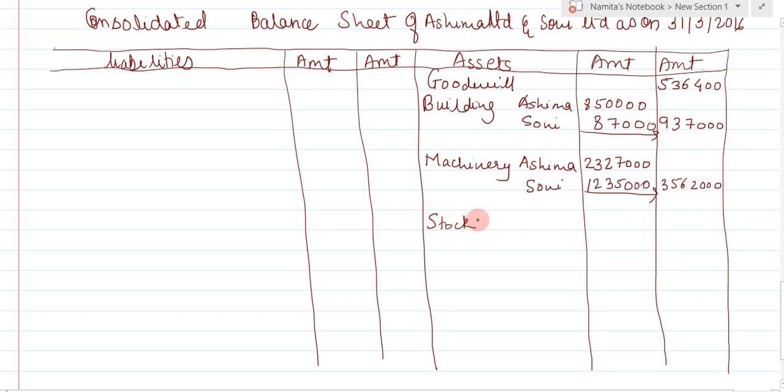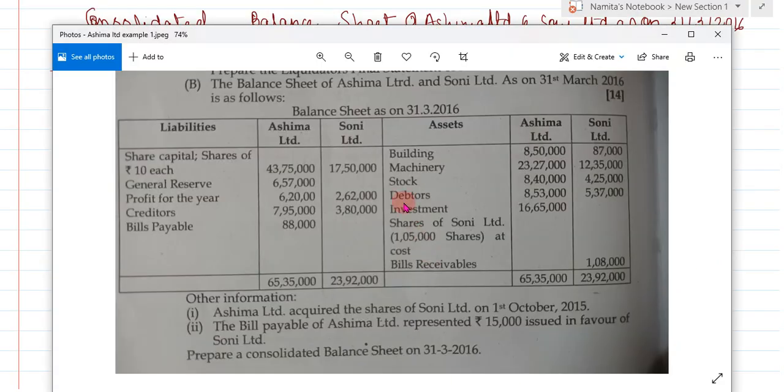Stock of Anshima Limited 8,40,000 plus Sony Limited stock is 4,25,000. In outer column add 12,65,000. Okay, after stock we have debtors.